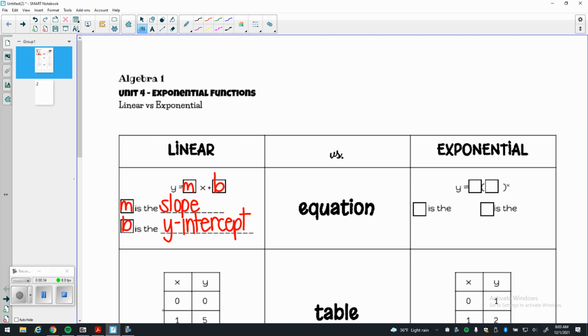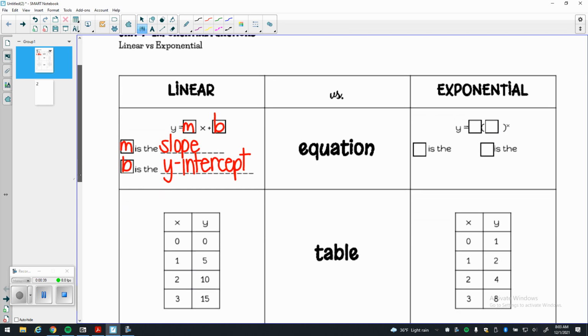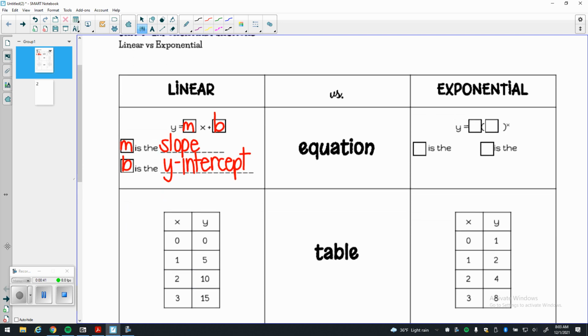Okay. Exponential. This is the equation we dealt with yesterday. Y equals A times B to the x power. You got to know the difference between the two of them. Luckily, there's a lot of different variables being used, so that's helpful. Y equals A times B to the x power.